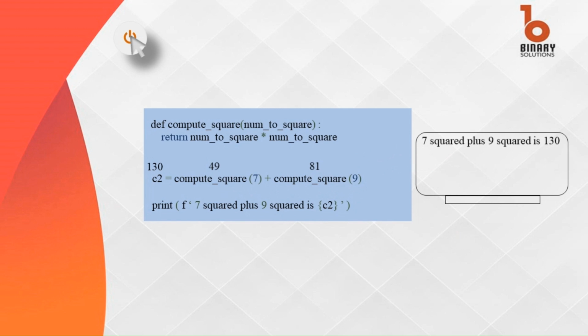In the last step, the print statement executes, outputting "7 squared plus 9 squared is 130." This program demonstrates how functions can streamline calculations by directly embedding their calls into expressions, producing clean and efficient code.